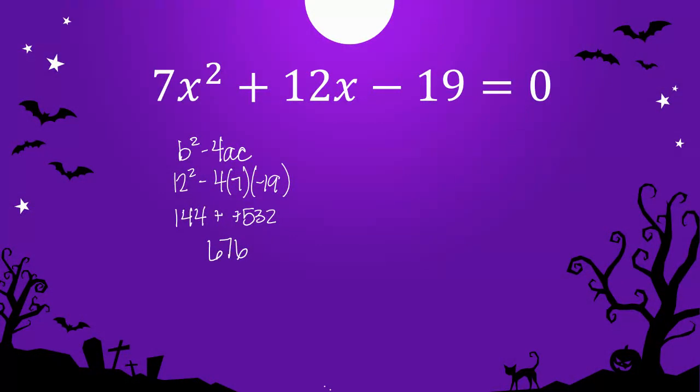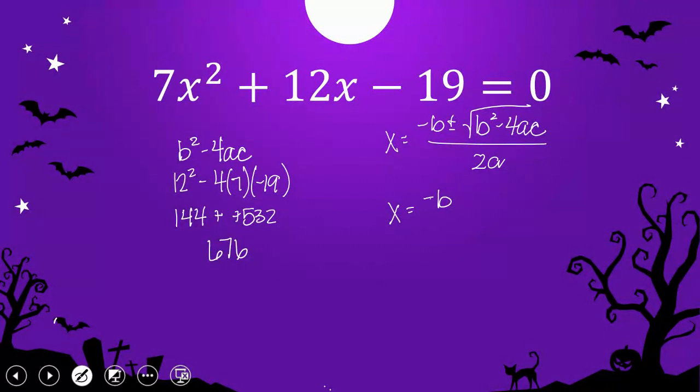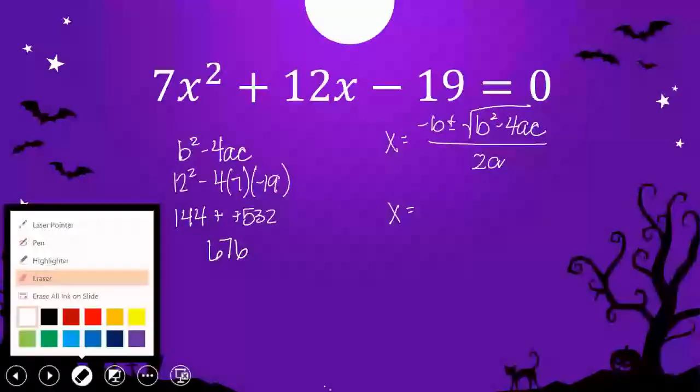So remember the quadratic formula, I'm going to write it here: negative b plus or minus the square root of b squared minus 4ac, all over 2a. Look, I already have my b squared minus 4ac part done. That I know is 676. So the quadratic formula by doing the discriminant just got a little bit easier. Now I just have to fill in the other stuff.